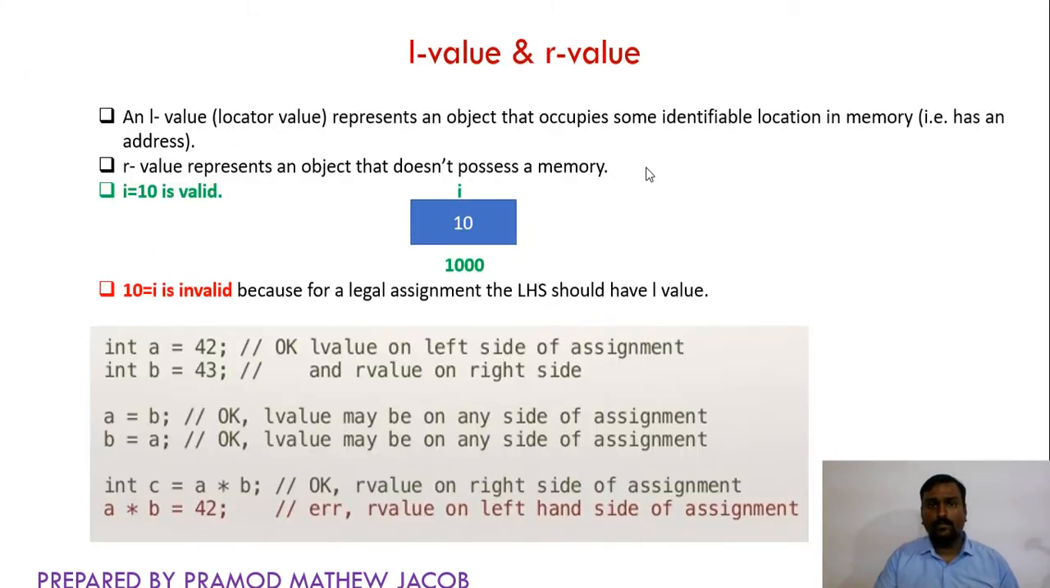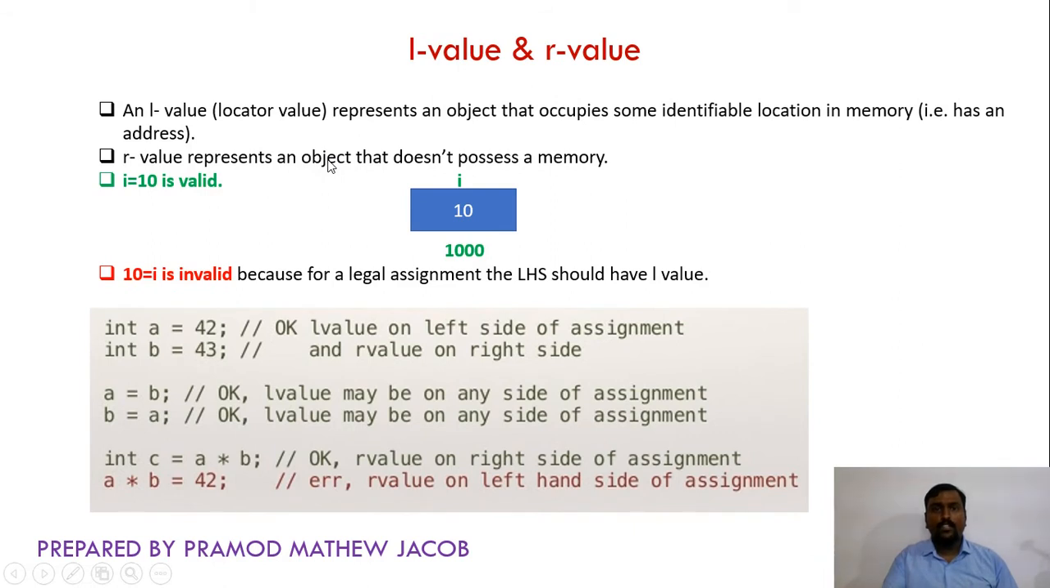Before learning those concepts, let's understand what is L value and R value in memory organization. An L value, which is also called locator value, represents an object that occupies some identifiable location in memory. That is, simply an L value has an address, whereas an R value represents an object that doesn't possess a memory address. For an expression, the LHS of the expression should have an L value, and the RHS of an expression can have either L value or R value. But it is mandatory that the LHS of an expression should have an L value.